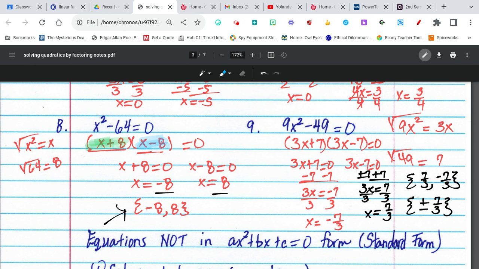Since this was negative 8 and 8, you could have written it as plus or minus 8, which tells me positive 8 and negative 8 are both my solutions. So you can write it like this or like that if the numbers are the same but the signs are opposite, guys.